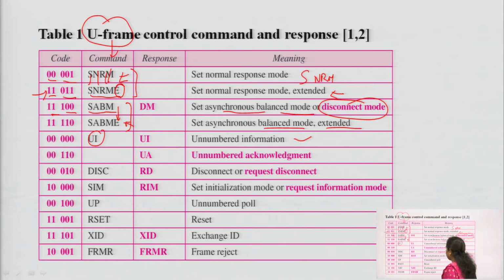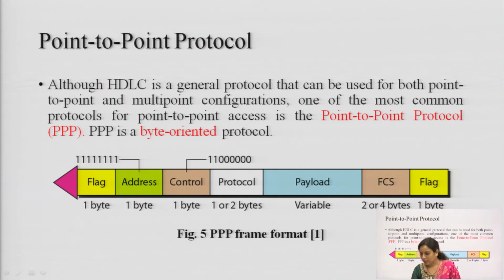This is the information which is unnumbered, means you cannot provide a proper numbering to this. Next is unnumbered acknowledgement. This is disconnect or request disconnect. So, this is how you show the disconnect by the DISC command, and the corresponding code. You do not have to memorize it, you just have to remember what it means and what the full form of these acronyms is. So, this is how you use that particular type of code for the U frame.